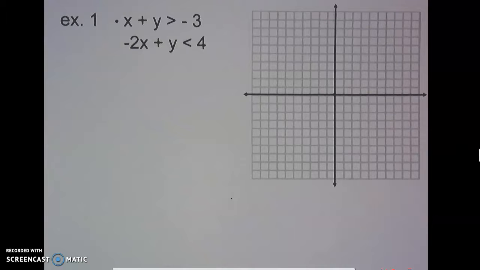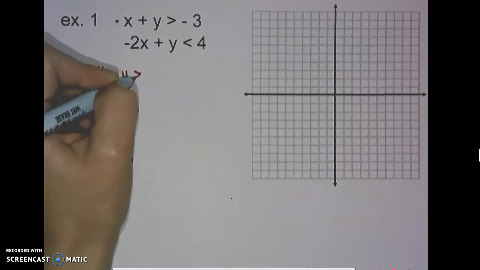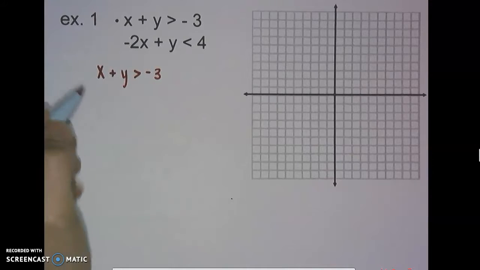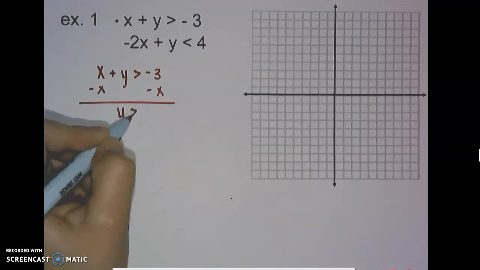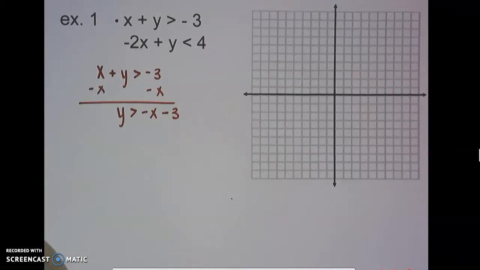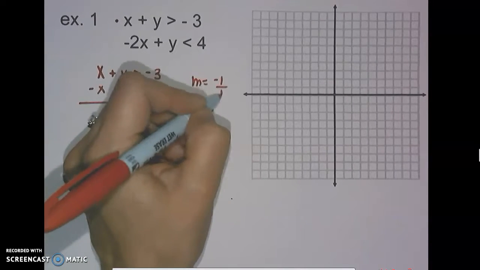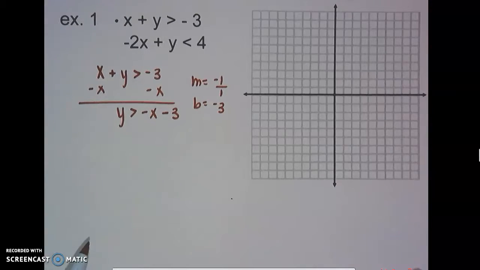So if we have x plus y is greater than -3, that's not ready for us to just graph quite yet. So in order to get y by itself, we need to subtract x from both sides. We have y is greater than -x minus 3. And now that we have y by itself, we're going to figure out what our m is. So it's going to be -1/1, and our b is going to be a -3.